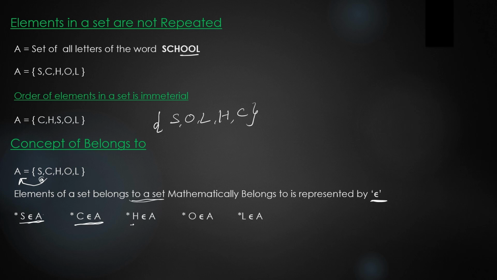H belongs to set A. O belongs to set A. And L belongs to set A. Every element in that set will belong to that set only. So this is the concept of "belongs to", and we represented it mathematically with this symbol.